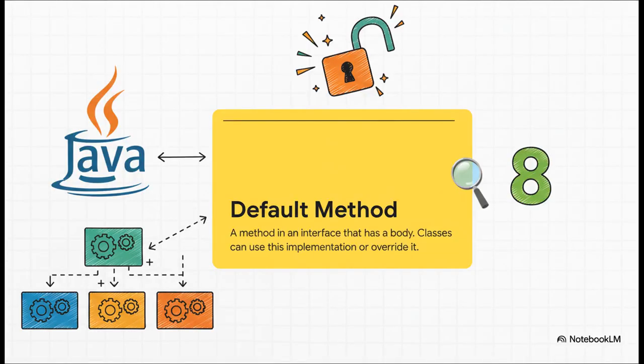And then Java 8 comes along and introduces default methods. And this was a huge deal. All of a sudden, you could write a method with a full implementation, with a body, right inside an interface. Why was this such a game changer? Well, imagine you have an interface used by thousands of classes. Before Java 8, you couldn't add a new method to it without breaking every single one of those classes. With default methods, you could add it, provide a default behavior, and nothing would break. It was revolutionary for evolving APIs.